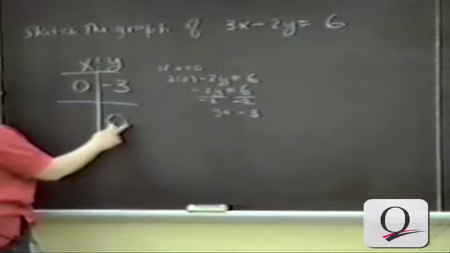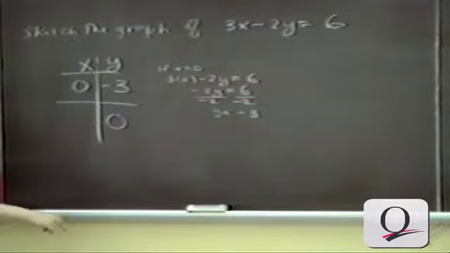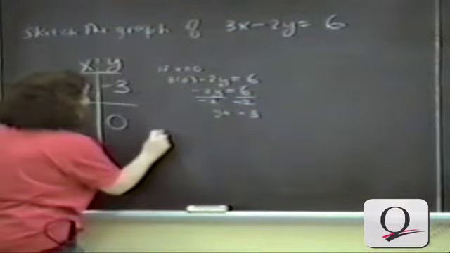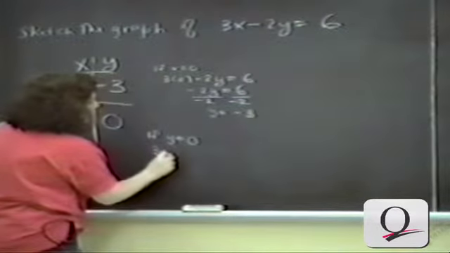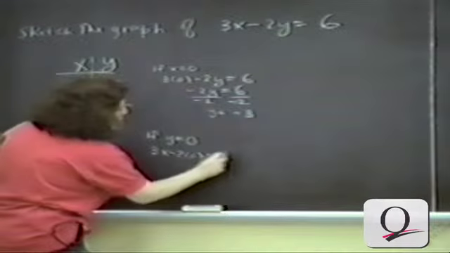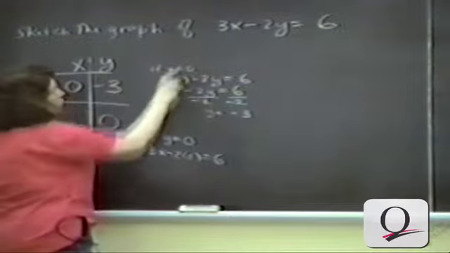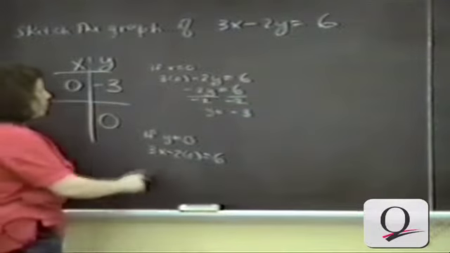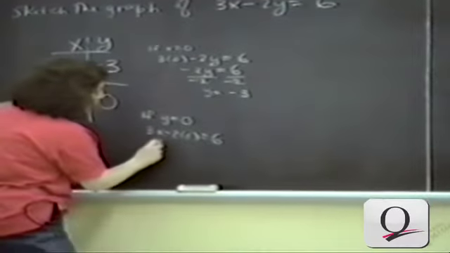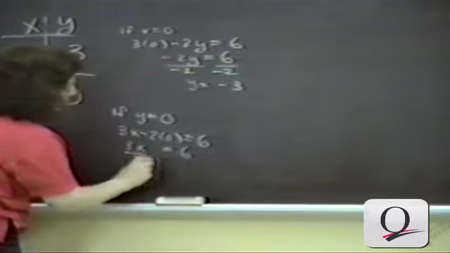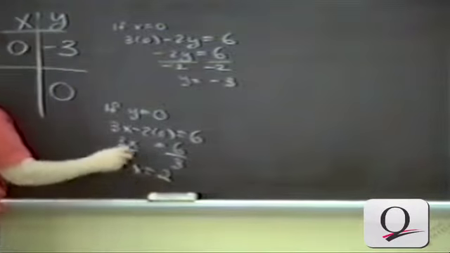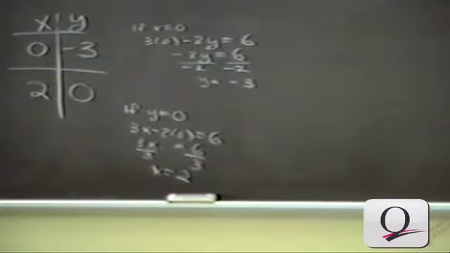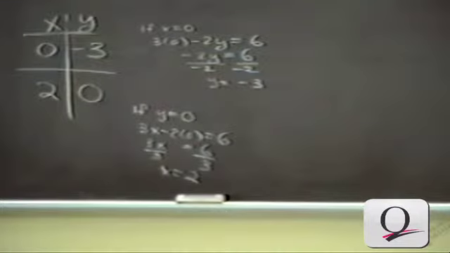On the other hand, if we want to figure out what the x-intercept is, we set y equal to 0. If y equals 0, 3x minus 2 times 0 is 6. Substituting into the original equation, letting y equal 0. 2 times 0 is 0, so 3x equals 6. And dividing by 3, x is equal to 2. 2 is the x-intercept. So the y-intercept was minus 3, and the x-intercept was 2.